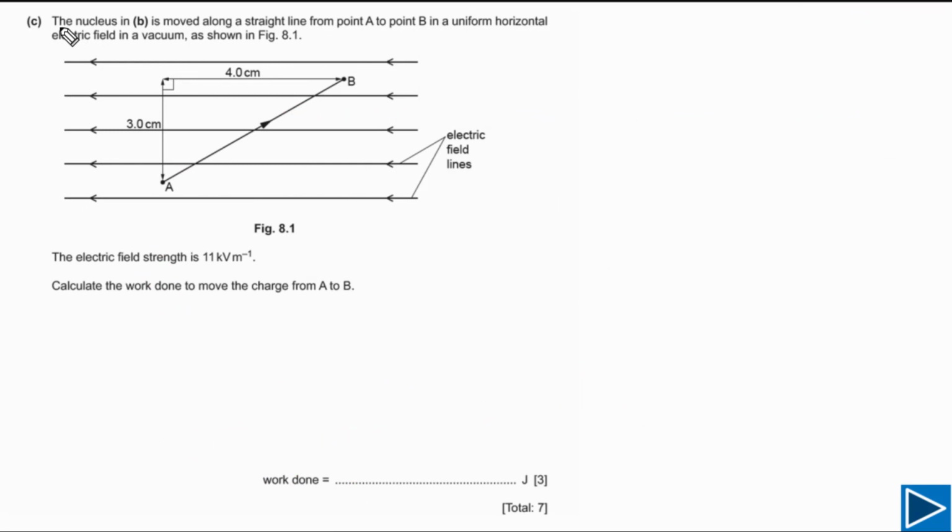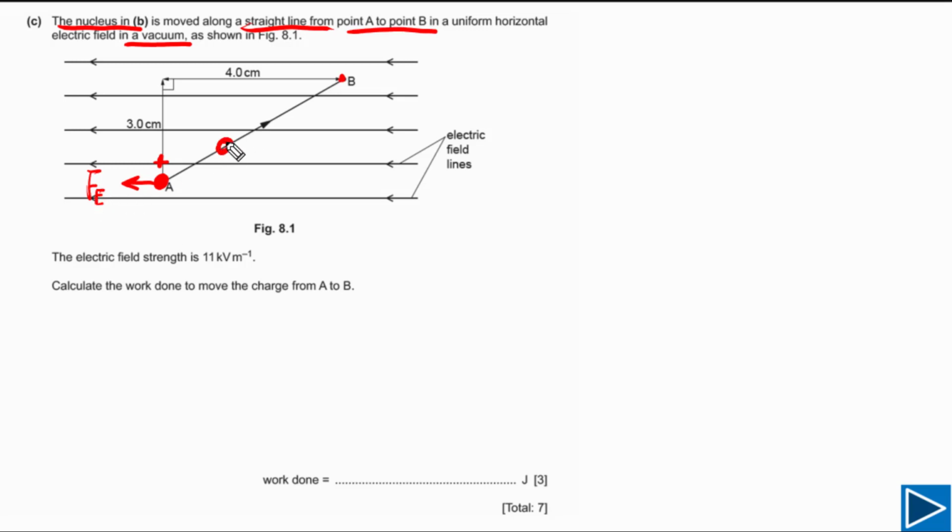For part C, it is given that the nucleus in part B is moved along a straight line from point A to point B, in a uniform horizontal electric field in a vacuum. Vacuum simply means that we do not need to consider air resistance. Now, if you look at the force acting on this nucleus, it is positively charged, so the direction of force is in the direction of the electric field.